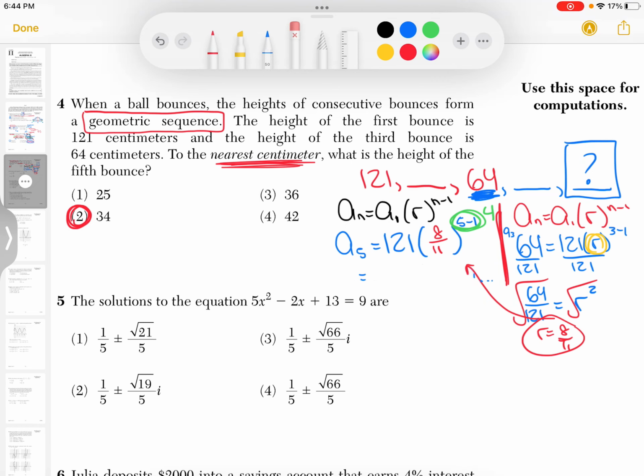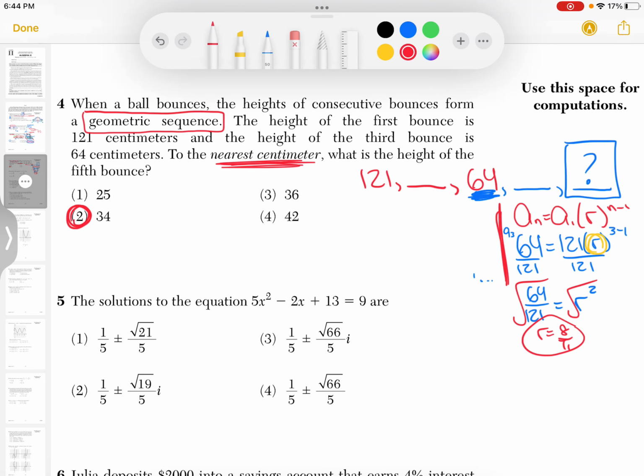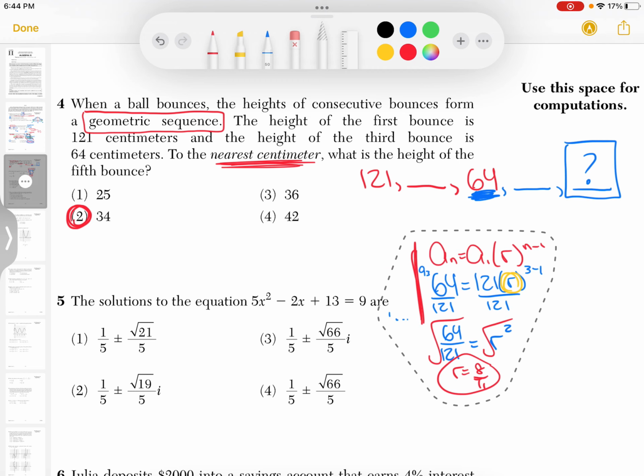Okay, that's the quote-unquote correct way to do it. Once you figure out what your common ratio is, what you can do instead... Again, this does not work every time, but since we're only finding the fifth term, it's not so bad. What I can do instead, let me just scoot this over. Once you find that common ratio, you can then use it to find the rest of the terms.